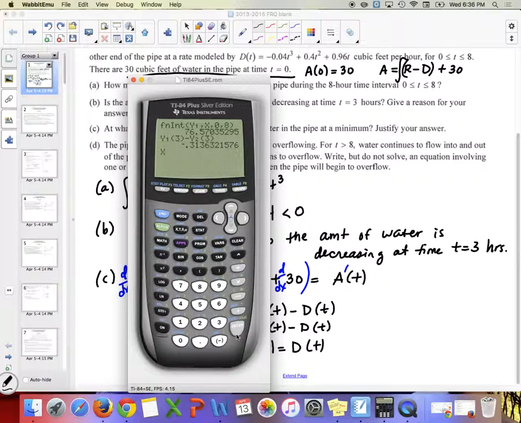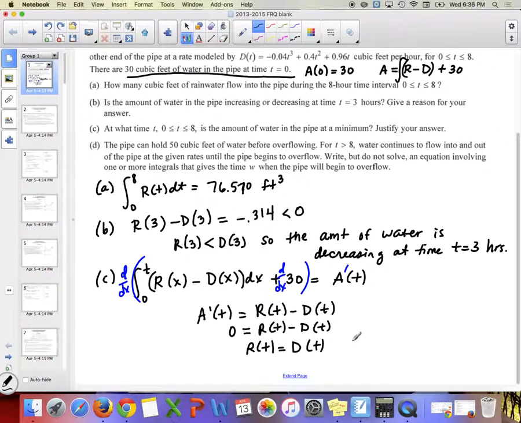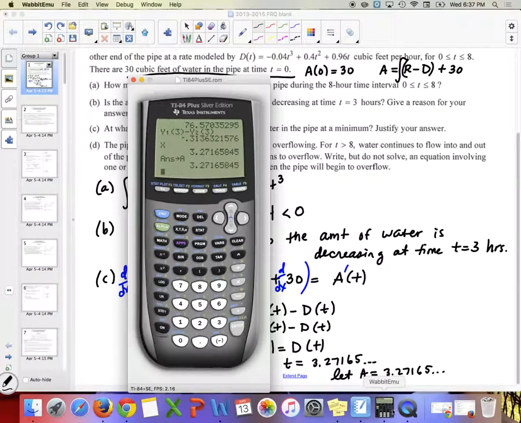I hit X, and I store it. So I'm storing it as alpha A. And I'm going to write that down. So I have t is equal to 3.27165 something. All right, which I'm going to say, let A equal 3.27165 something. So I'm going to store it as my A. All right, and so let's look at the graph again.